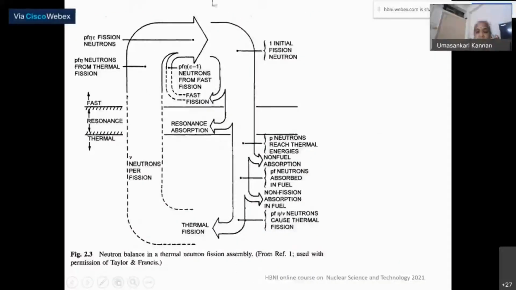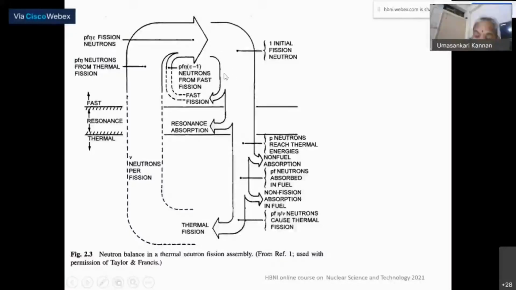Here, pictorially, I have given you this. I will explain a little more about this. Consider one initial fission neutron in this figure, which is causing fission in a uranium-235 nucleus. Out of that, some fast neutrons will be produced, and these fast neutrons could again cause fission, because fast cross sections are also existing, which I was explaining when I was talking about cross sections.